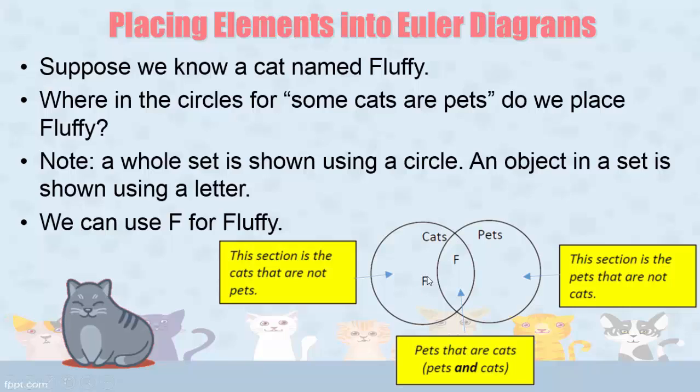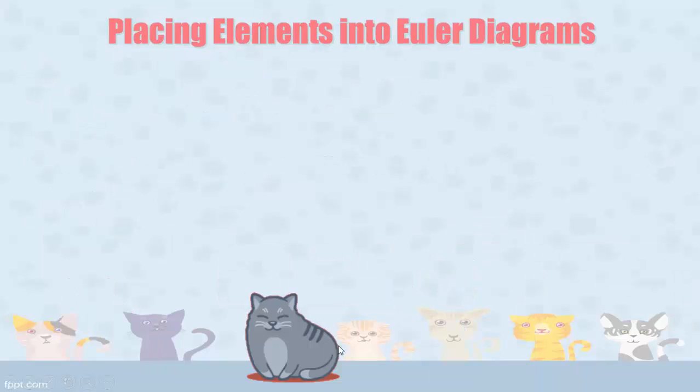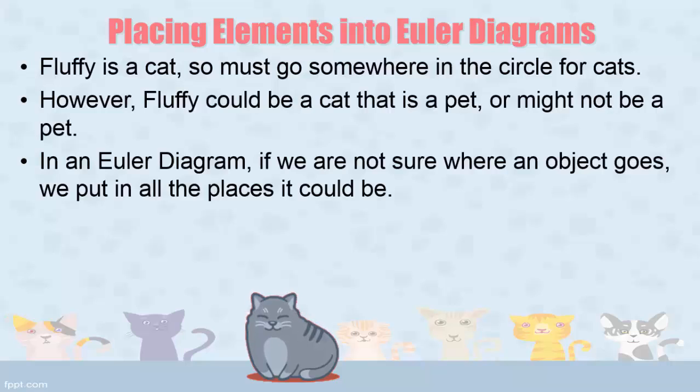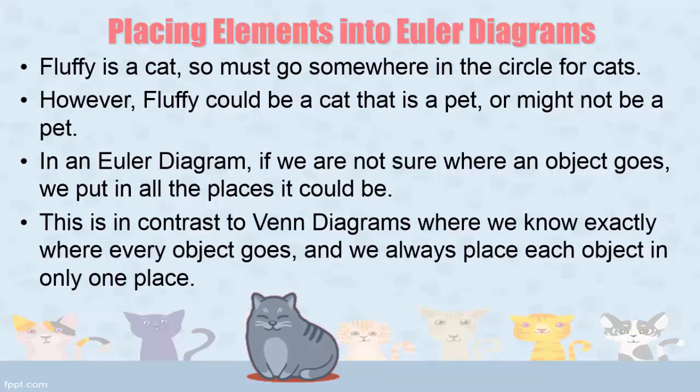If Fluffy turns out to be a lion, well, then Fluffy would be here, but Fluffy could also be a pet cat. So we use F to represent Fluffy. Fluffy is a cat, so it must go somewhere in the circle of cats, but as mentioned, Fluffy may or may not be a pet cat. In the Euler diagram, if we're not sure where the object goes, we can place it in all the places where we think it could go. And this is in contrast to Venn diagrams, where we know exactly where each object goes, and we always place each object in only one place.